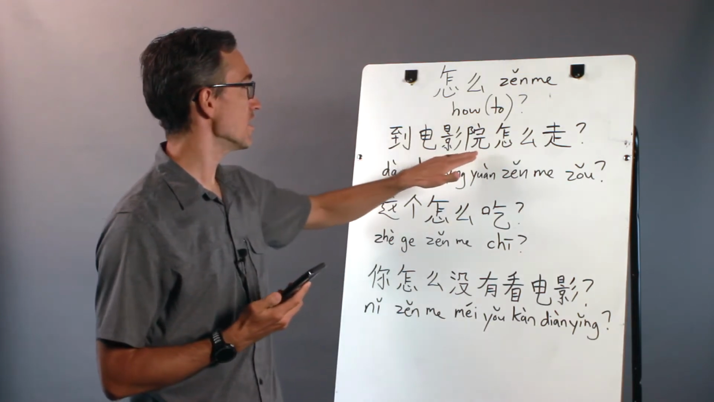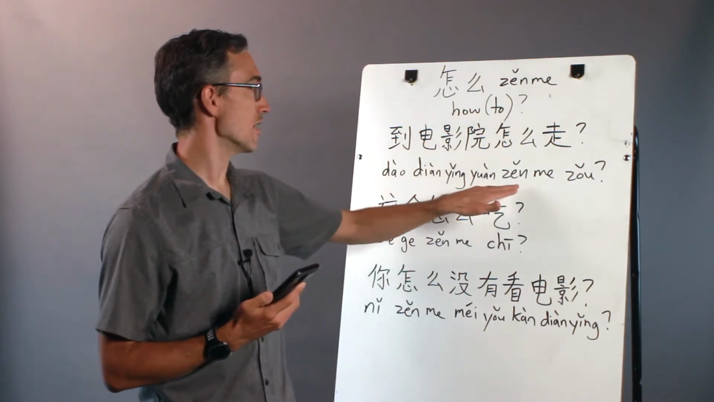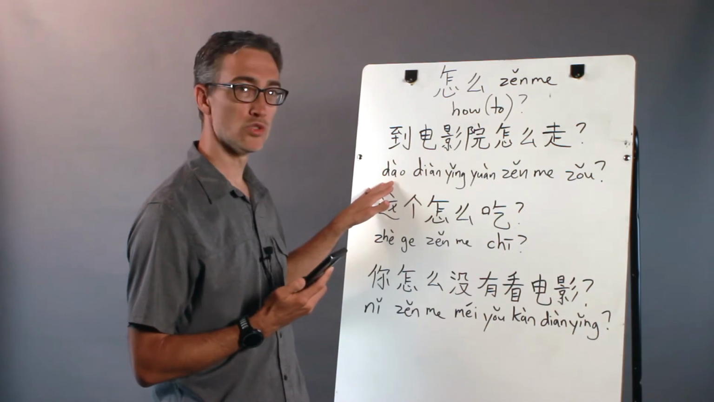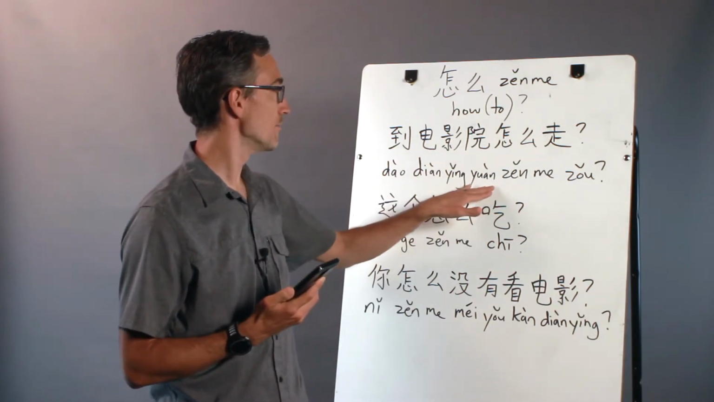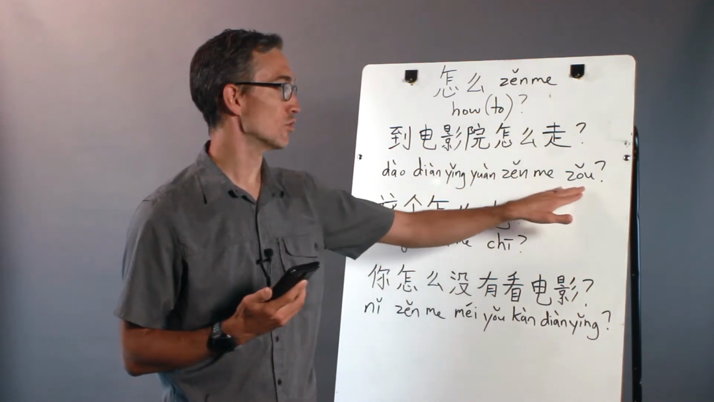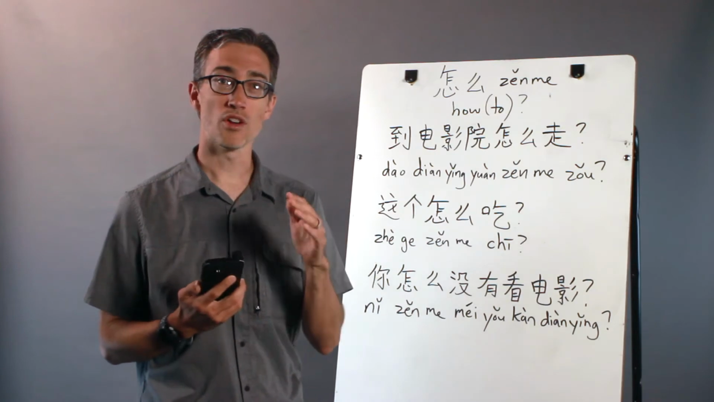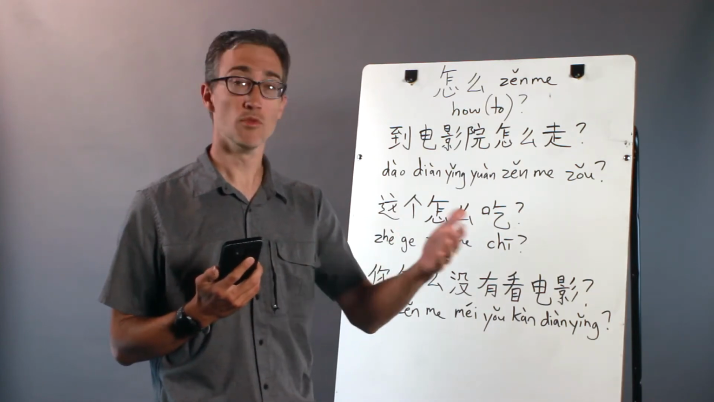到电影院怎么走? 到 means to, or to go to, arrive. 电影院 means movie theater. 怎么走, how to go. So the question is, you're asking directions: how to get to the movie theater.